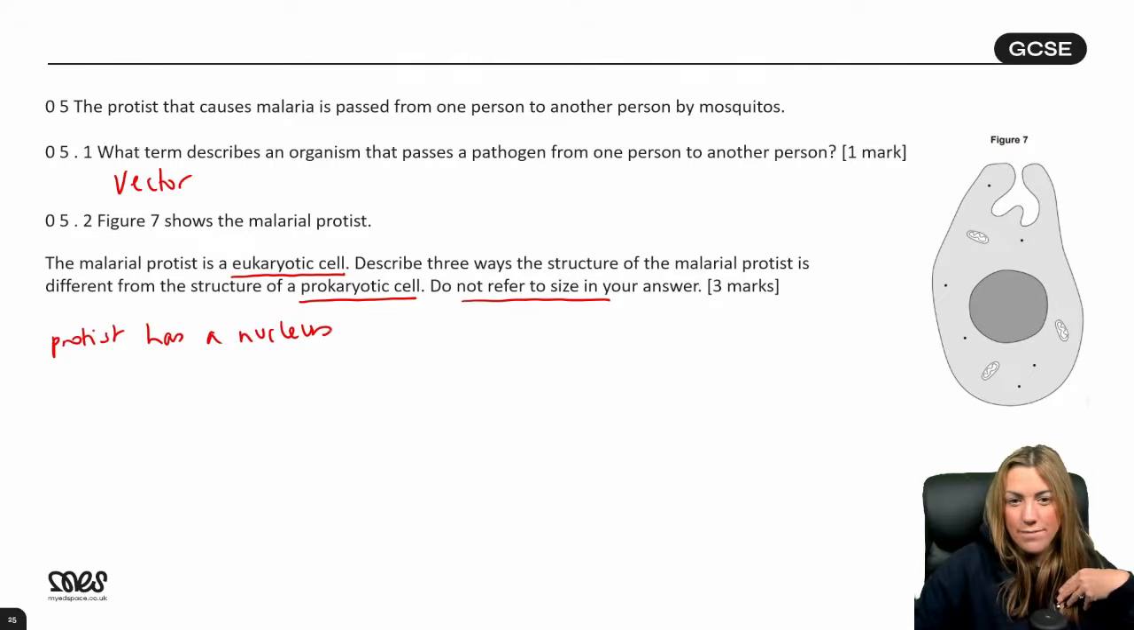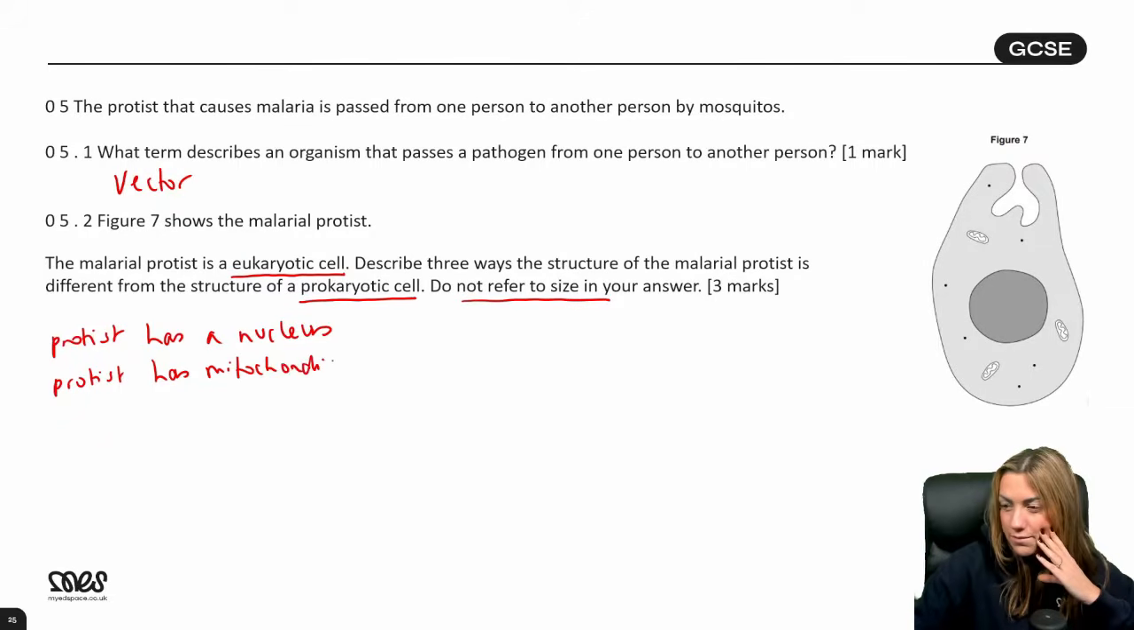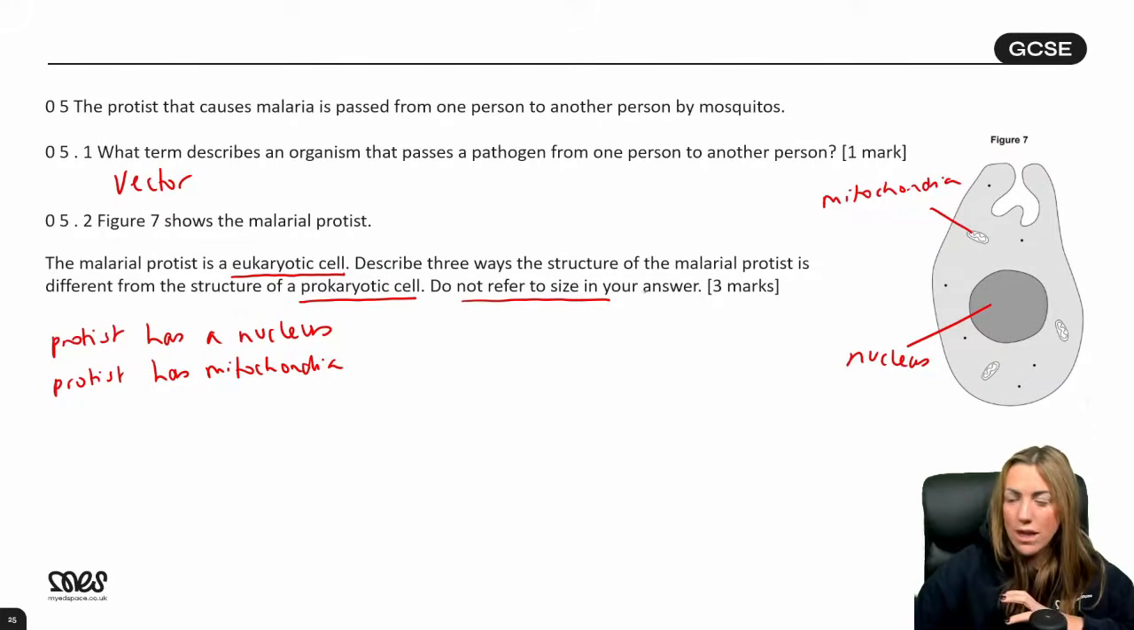Obviously a prokaryotic cell would not have a nucleus. The protist has, I'm just looking at the picture, mitochondria. So I can see the nucleus here, and I can see the mitochondria here. Now, prokaryotic cells do not have a nucleus. That's what prokaryotic means, basically. No nucleus, no membrane-bound organelles. So the protist has a nucleus, prokaryotes wouldn't. The protist has mitochondria, prokaryotes wouldn't.